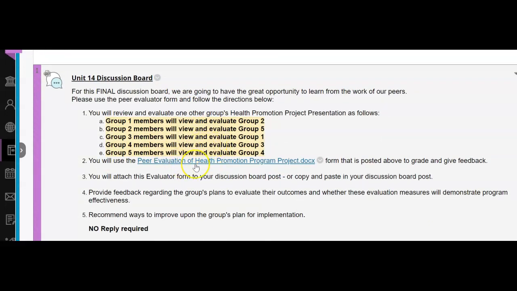And you're going to do that by using a form. And that form is like the grading rubric of the health promotion program. And again, this is your discussion board. So you're going to post your completed evaluator form, or copy and paste it in your discussion board post. No reply otherwise is needed. And I think this is a great way to learn because sometimes an outside person can review our health promotion programs and offer us really good feedback.